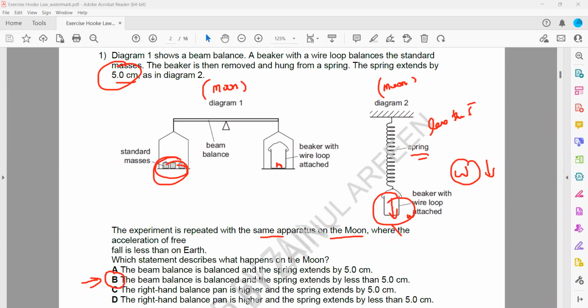The same mass can balance on the moon. But why is the extension less than 5 centimeters? Because the weight of the object on the surface of the moon is less as compared to the weight of an object on Earth. That's why the extension on the moon is smaller as compared to the extension on Earth. So if on Earth the extension was 5, on the moon it will be less than 5. Is it a clear discussion?